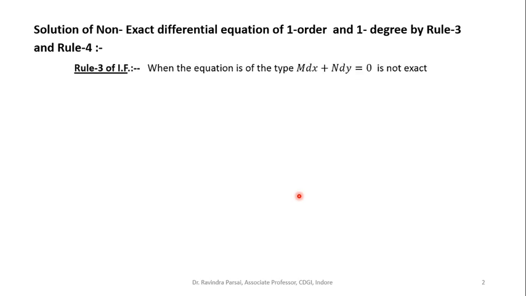First of all, we understand what is meant by rule number 3 and rule number 4. The first condition is the same as for all the previous rules related to solving non-exact differential equations. When the equation of the type M dx plus N dy equal to 0 is not exact, and if the ratio of del M upon del y minus del N upon del x, divided by capital N, is a function of x only, then the integrating factor is e raised to the integral of f of x dx.